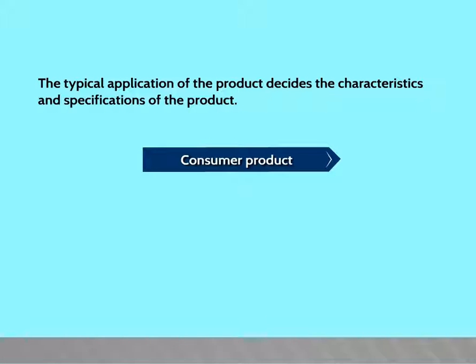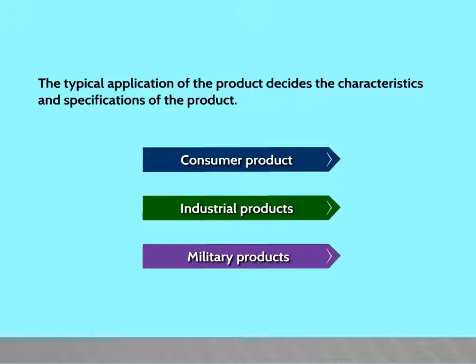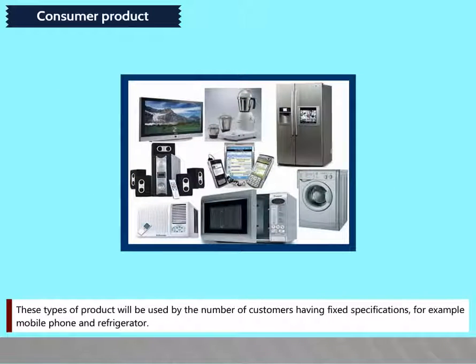Consumer product, industrial products, military products. Consumer product: these types of product will be used by a number of customers having fixed specifications, for example, mobile phone and refrigerator.